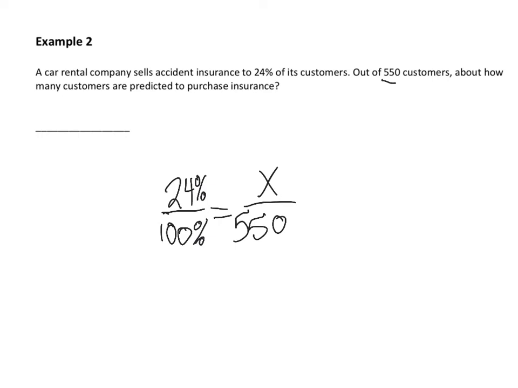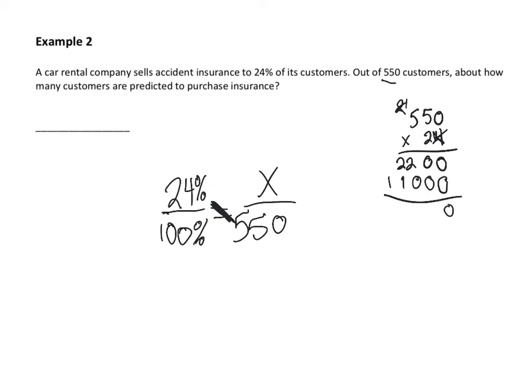So now we're going to multiply 550 times 24. You can do that out to the side. 4 times 0 is 0. 4 times 5 is 20. Carry the 2. 4 times 5 is 20 plus 2 is 22. Add a 0 for place value. 2 times 0 is 0. 2 times 5 is 10. Carry the 1. 2 times 5 is 10 plus 1 is 11.